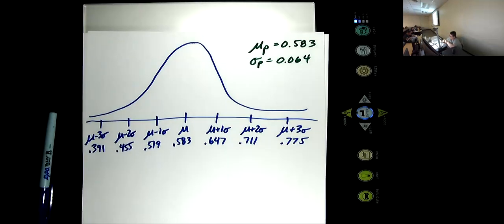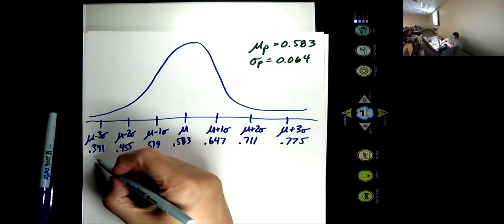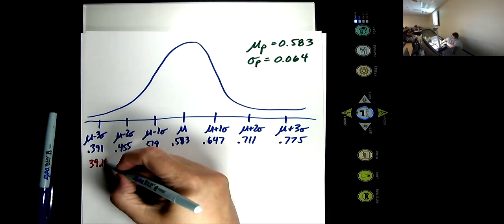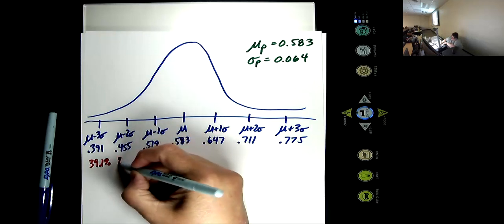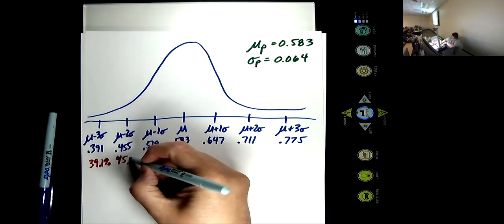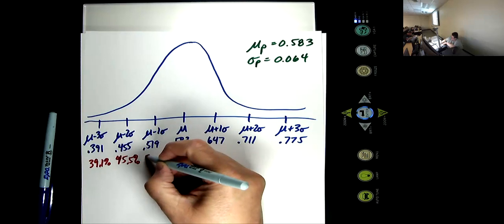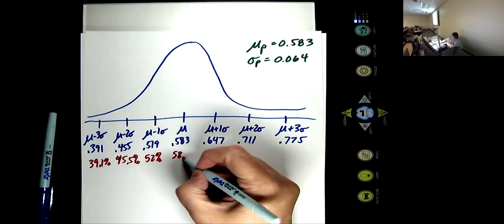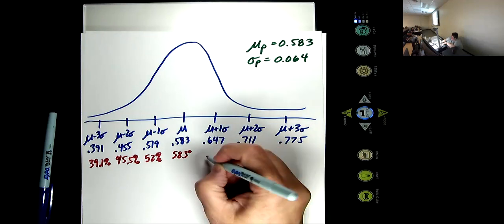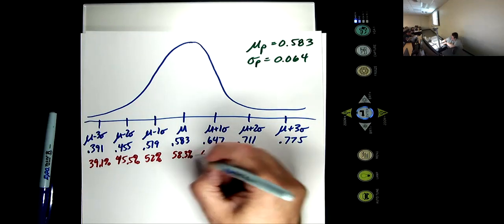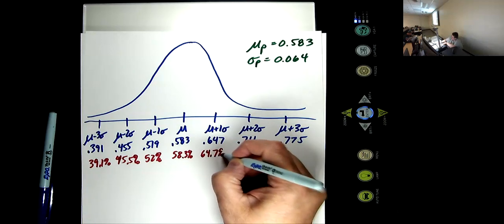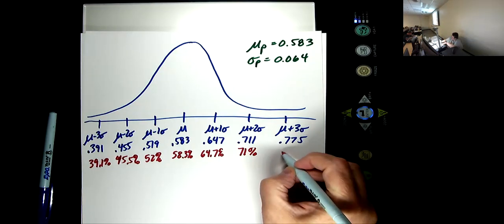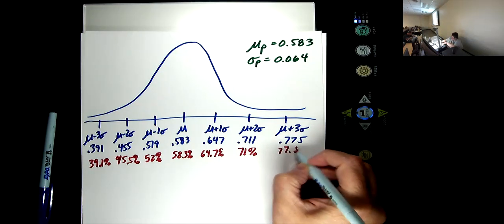All right, so turning this into percentages: 39.1%, 45.5%. This is about 52%, 58.3%. I'm gonna round when it gets close. 64.7%. That's about 71%. And that's 77.5%.